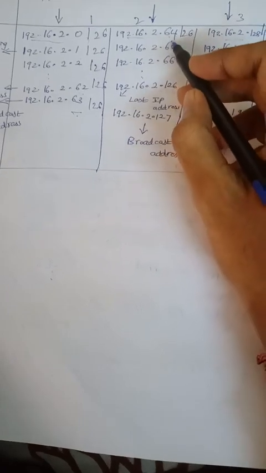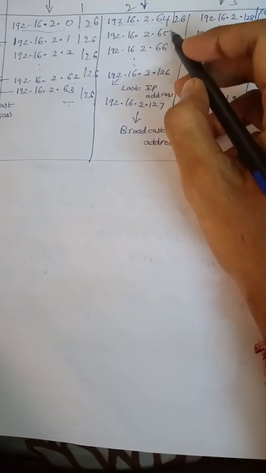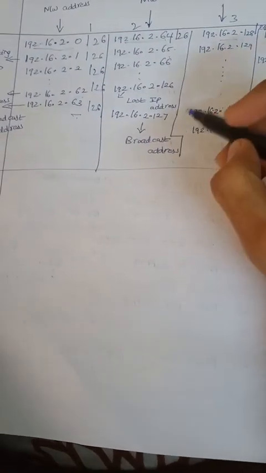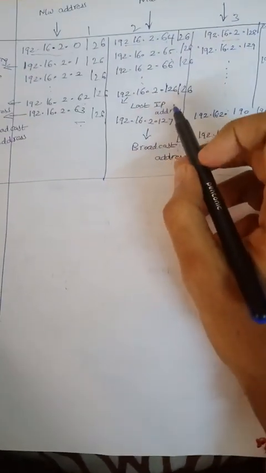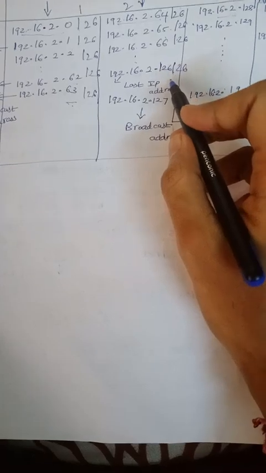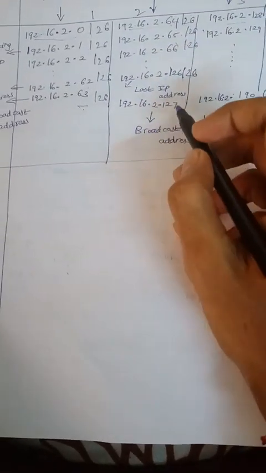So next it is 64. 64 will be the network address of the next block and 65 will be the first IP, and it will be going till 126. CIDR is 26. You have to mention every CIDR, and 126 will be your last IP for this subnet, and 127 will be the broadcast address, and its CIDR is 26.